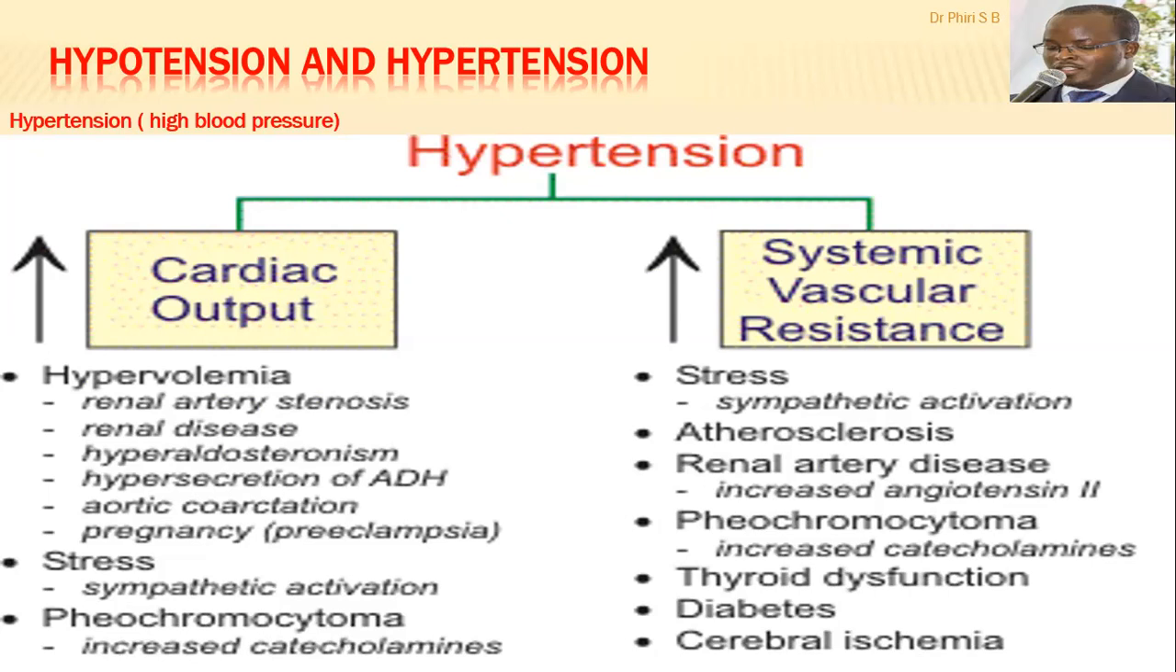Then stress, there's sympathetic activation, vasoconstriction, increasing total peripheral resistance, and also resulting in venoconstriction, venous return will increase, blood pressure will increase.